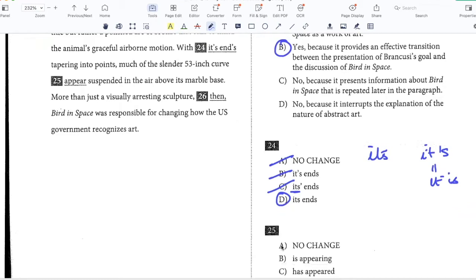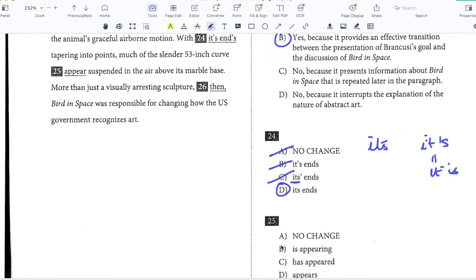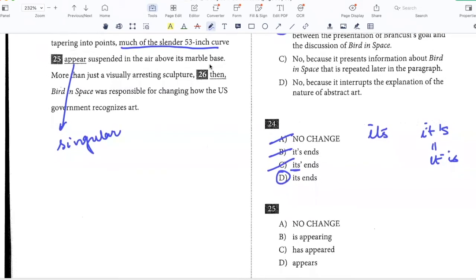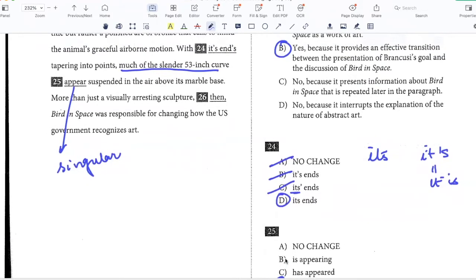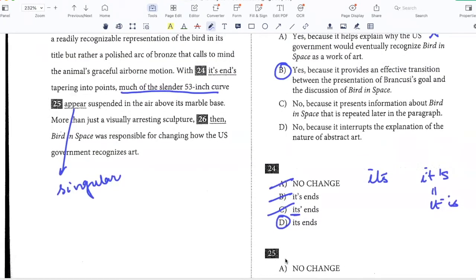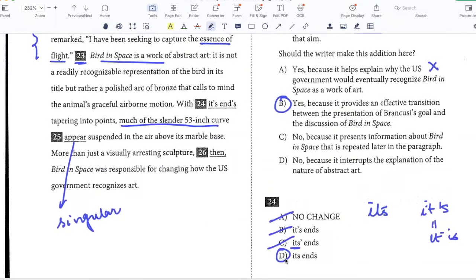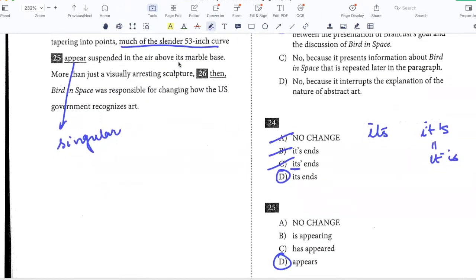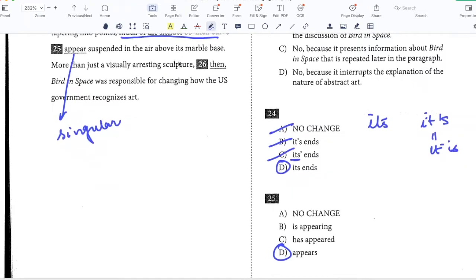Much of the slender 53-inch curve appears suspended, right? I need to use the singular verb here because I have a singular noun here. Much of the slender 53-inch curve appears. And I would use the simple present tense because I'm describing it and I'm already following the simple present tense in the paragraph. So, much of the slender 53-inch curve appears suspended in the air above its marble base.